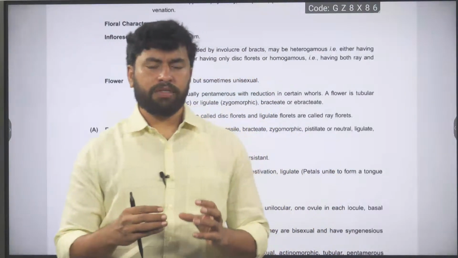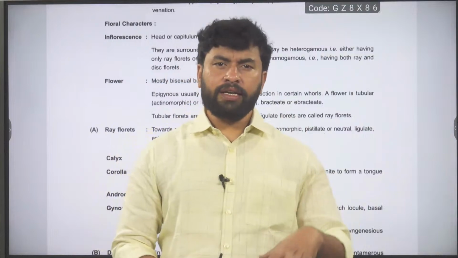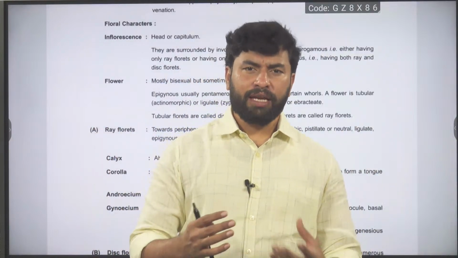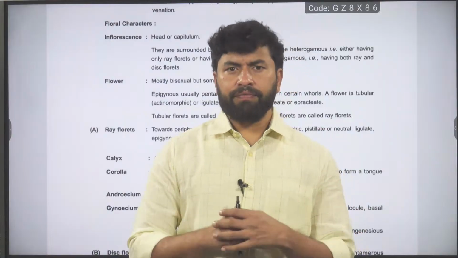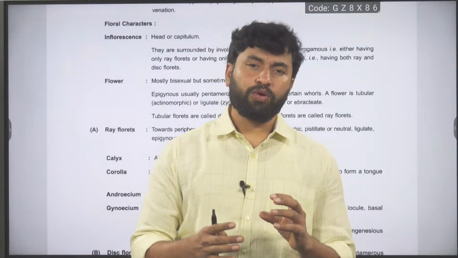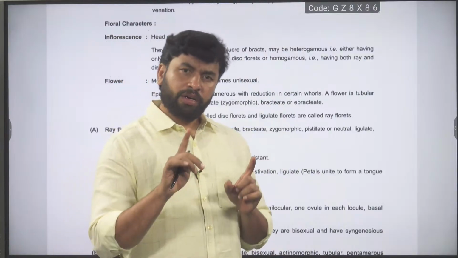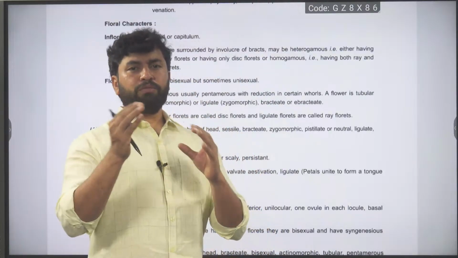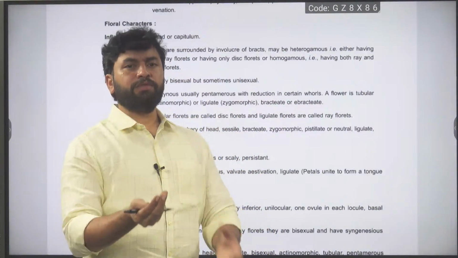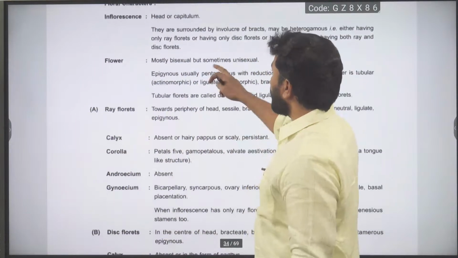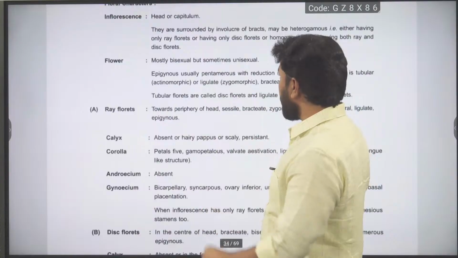For example, check sunflower: in the center disc florets, peripherally ray florets. But when you talk about marigold, only one type of flower is present. That is called a homogamous head. This is called a heterogamous head. Anyhow, the head will have individual flowers, and the individual flowers we call florets. This is the head inflorescence, or capitulum.